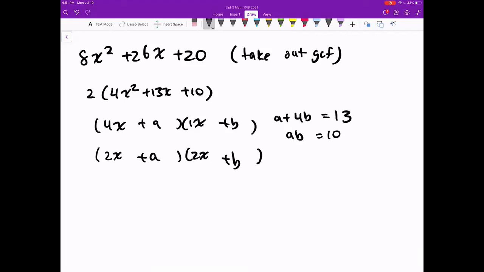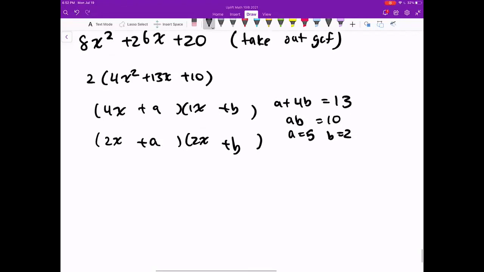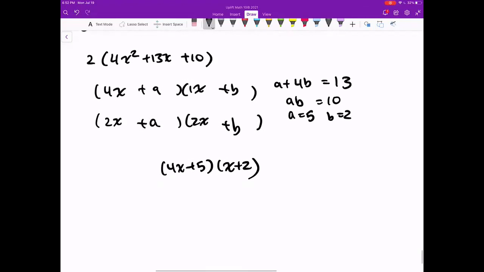Wait, I think b is equal to 2. Oh yeah, I think b equal to 2 works. A is 5 and b is 2. So then we have 4x plus 5 times x plus 2. Yeah, that works. And then we can't forget about the 2.